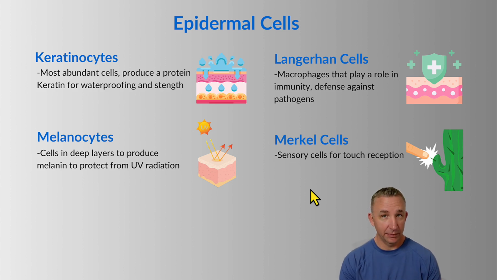So we see these cells that are specialized in the epidermis. Keratinocytes, the majority of them, for protection. Melanocytes protect me from UV radiation from the sun. Langerhans cells for defense and immunity. And then Merkel cells for light touch.